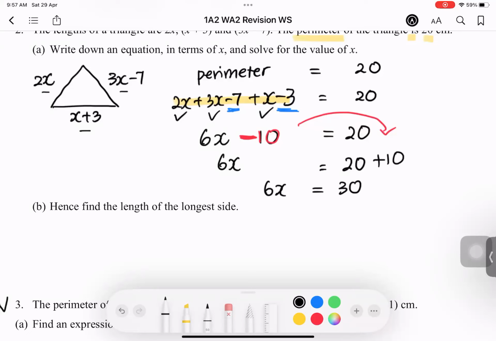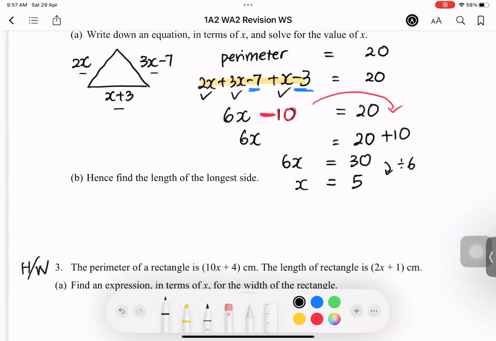Derek, how to get x? Divide by 6. How much? 5. Very good. So now I already solved for the value of x.